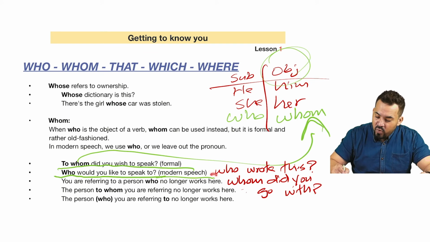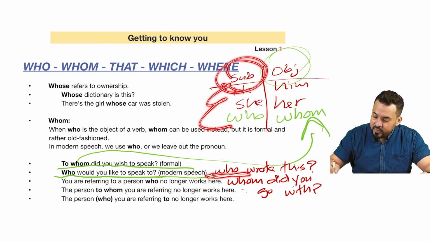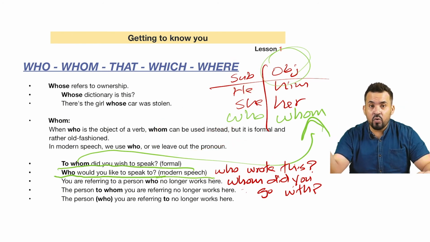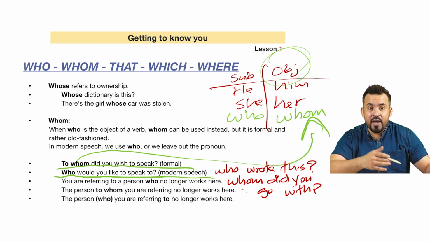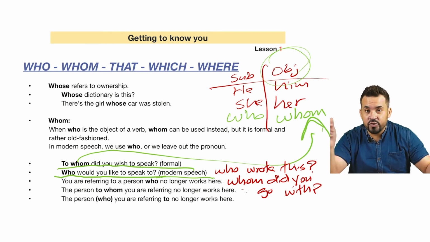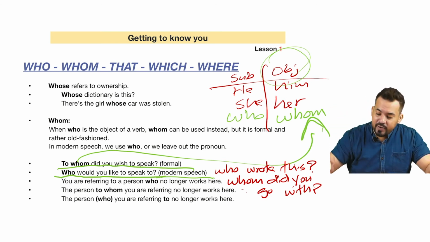But if I'm referring to the subject, he or she, like in who wrote this book? He wrote this book or she wrote this book. Then we are talking about the subject. All right, let's take a look.